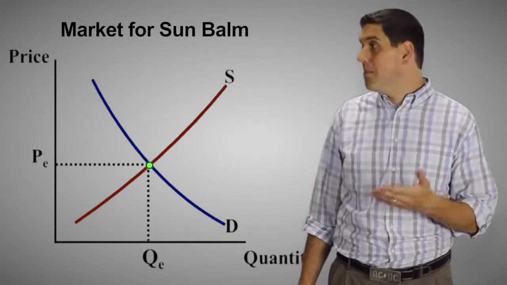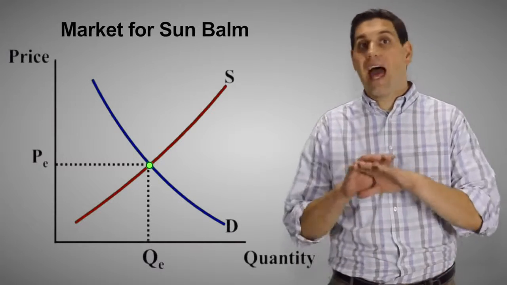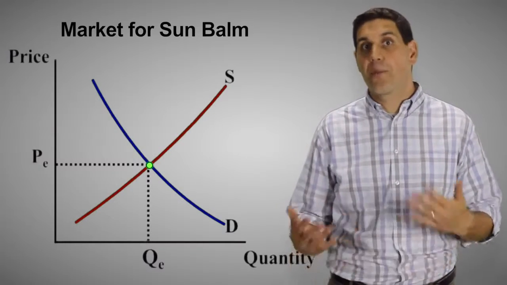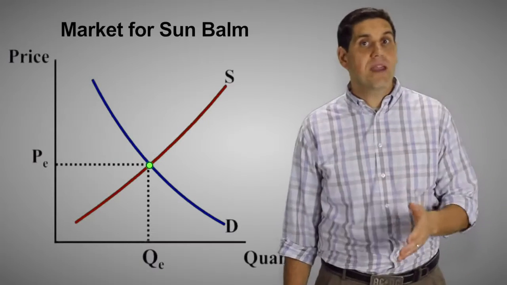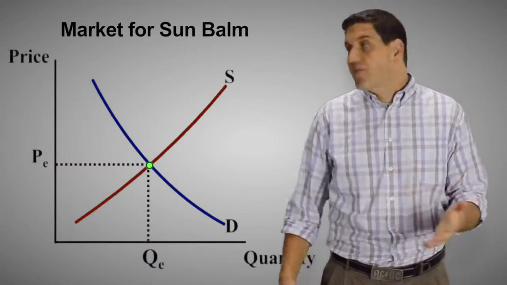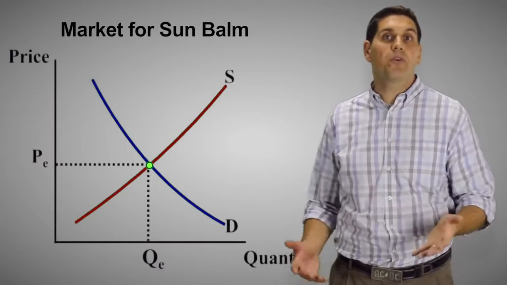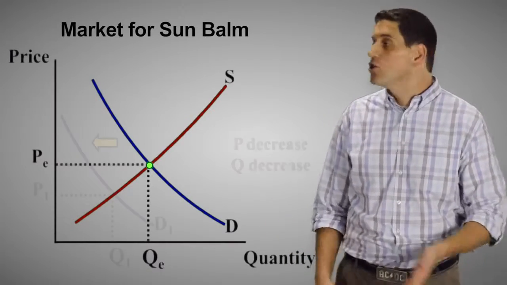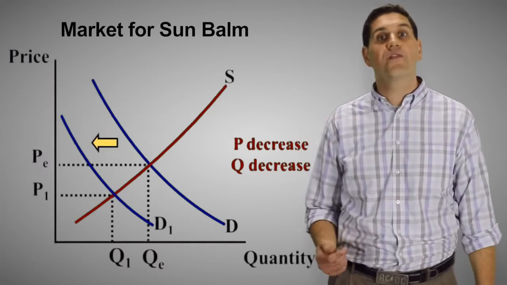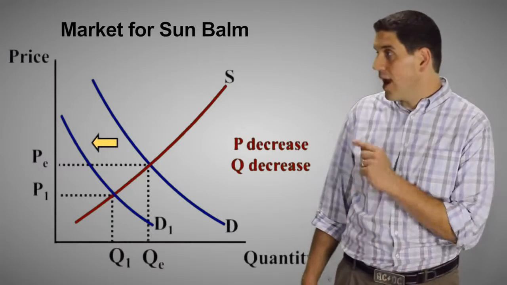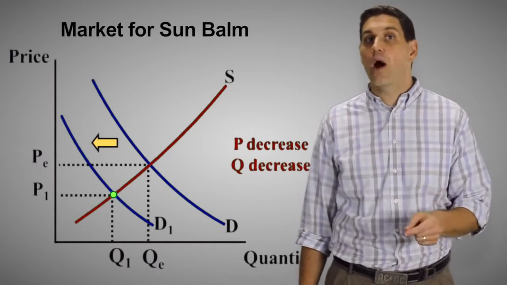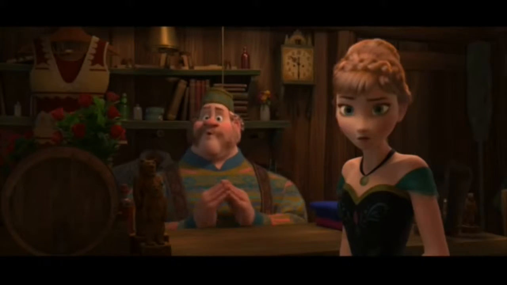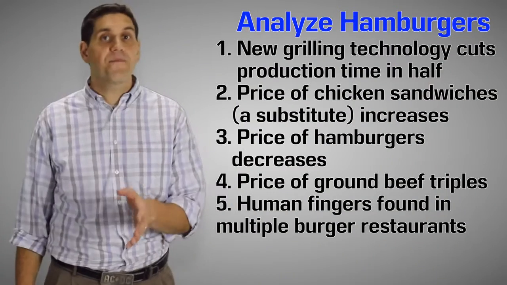Well, it's definitely going to affect demand because it's going to affect consumers. It's going to have no effect on supply or the production of sun balm. Now, is the demand going to go up or is it going to go down? Well, of course, the demand's going to go down because people don't want to wear sun balm during the wintertime. They want to wear it during the summertime. So the demand is going to decrease or shift to the left. The new equilibrium is right here, and so the price and the quantity is going to fall. Woohoo! Big summer blowout.